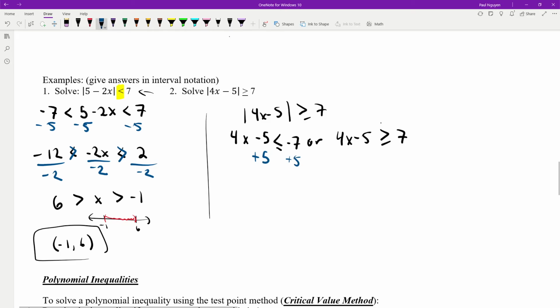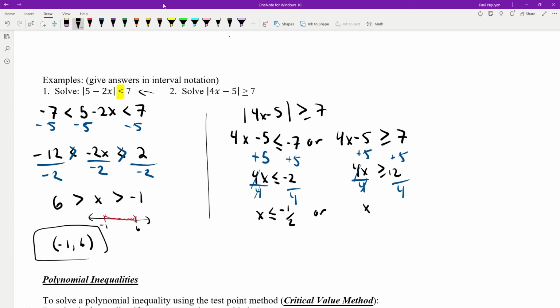Adding 5 to both sides, I get 4x is less than or equal to negative 2. I divide both sides by 4. Getting rid of that 4, I get x is less than or equal to negative 1/2. Or over here I add 5 to both sides. I get 4x is bigger than or equal to 12. I divide both sides by 4. This cancels with this. I get x is bigger than or equal to 3. So x is less than or equal to negative 1/2, or bigger than or equal to 3.